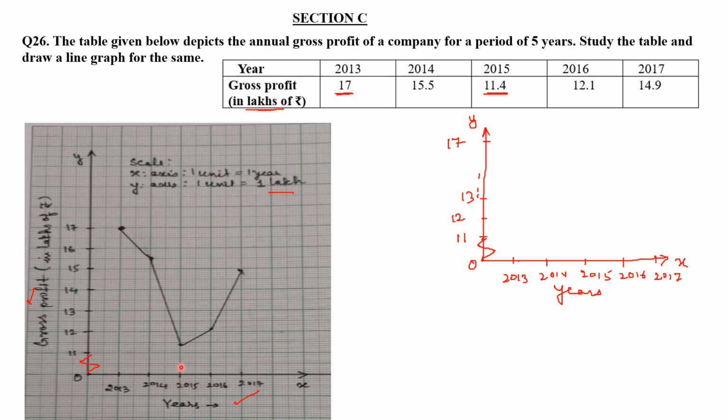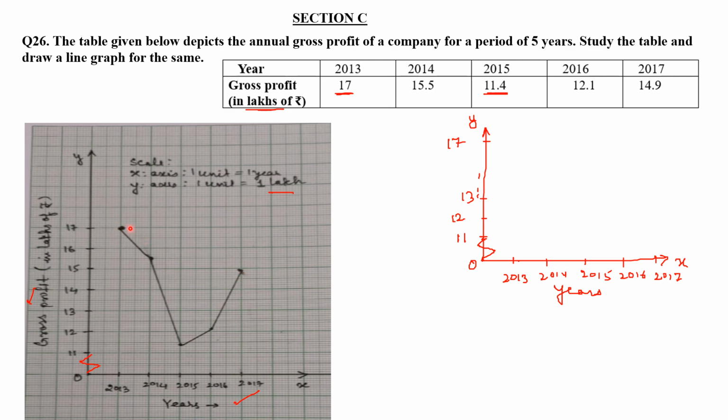Same way 2014 it is 15.5, so exactly between 15 and 16, so this is your 15.5. 2015 is 11.4, so it is just one below 11.5. 2016 is 12.1, means after 12 you have to count one line. You can see there between each unit there are 10 lines. So 12.1 means after 12 you have to count the first line. And then 2017 it is 14.9.